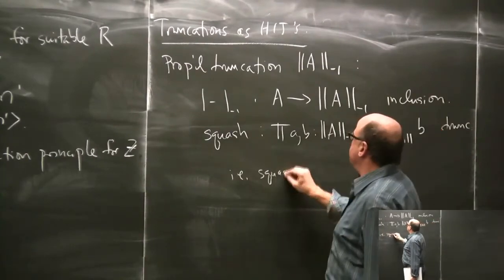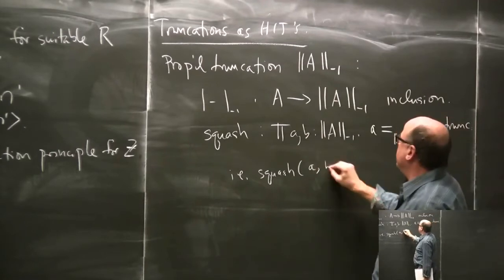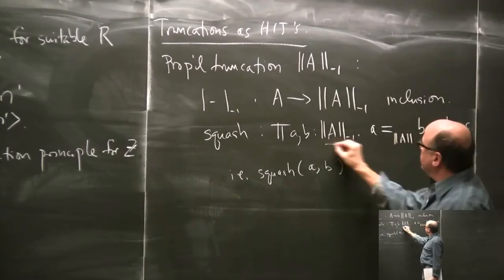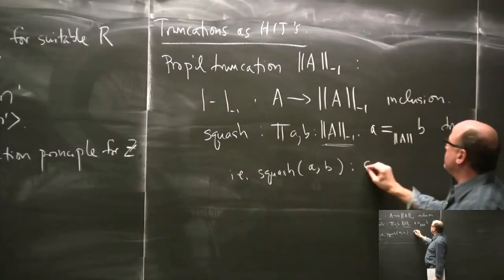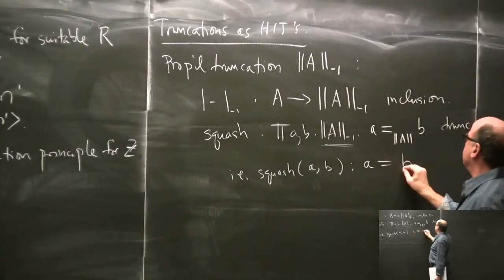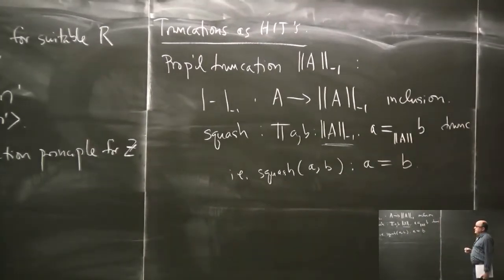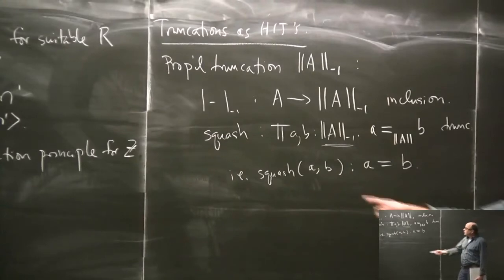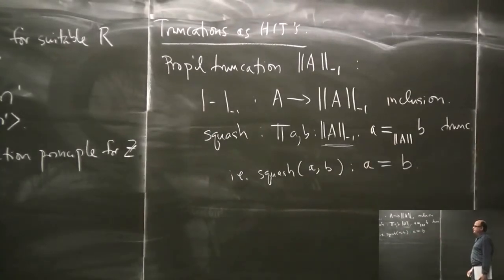What squash tells us is if we take any A and B, okay, and the point is that they're in the truncated type, then your squash is going to be a witness that they're equal, okay? So it's basically just a way of saying that any two things that are in there, if you can come up with two things, then it will tell you why they're equal, okay? And so that's what's going on here.